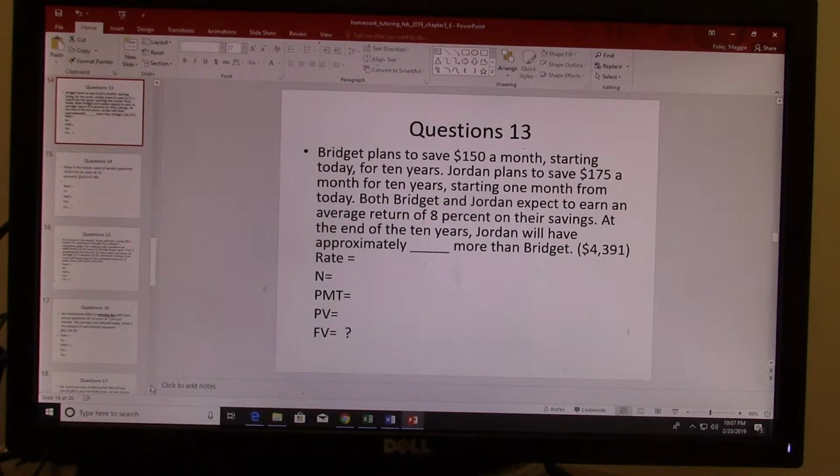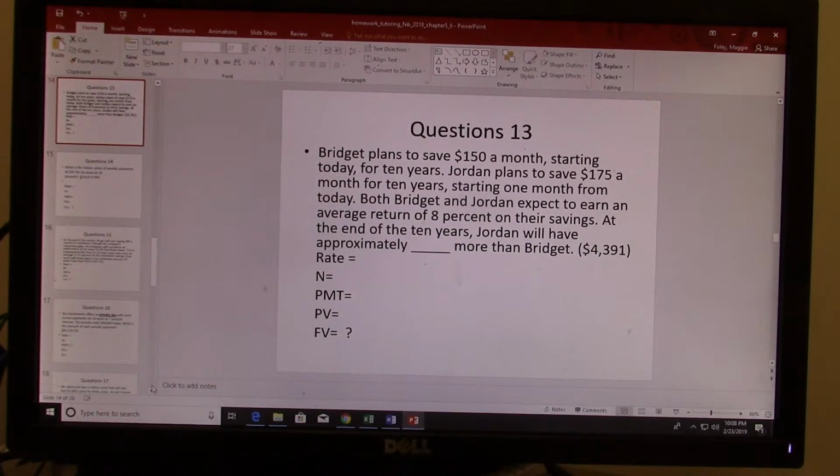Both Bridget and Jordan expect to earn an average return of 8% on their savings. At the end of the 10th year, Jordan will have how much more than Bridget? This is the question. Both of them deposit different amounts, but it's a 10-year plan for both, and the account gives them the same interest rate, and they make monthly savings. So let's start from Bridget.